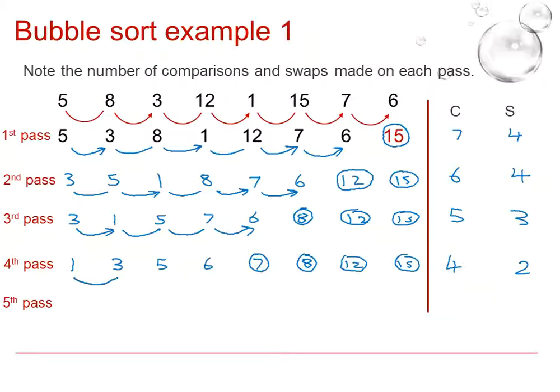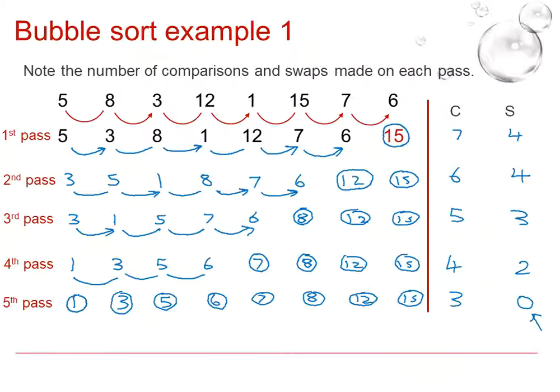Comparing 1 with 3, we don't need to swap. Comparing 3 with 5, we don't need to swap. Comparing 5 with 6, we don't need to swap. And that's the point where we can terminate the algorithm. We've just done pass number 5 and there were no swaps. We made 3 comparisons and none of them were swaps, and that's when you know you can stop. So we've now fixed all of these numbers at the end of pass number 5.